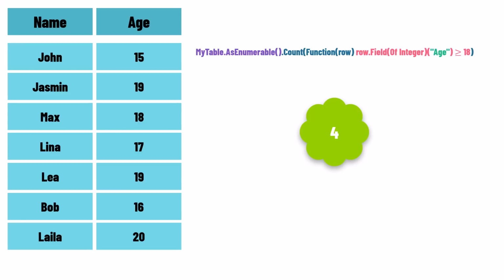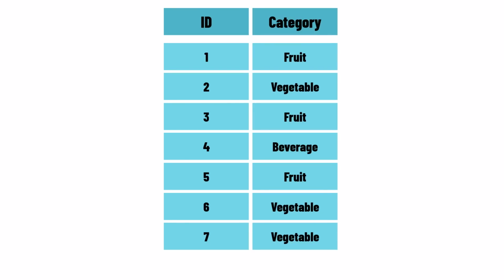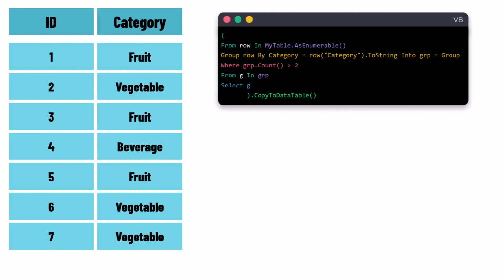In another scenario, let's see how we can use the Count method within a query, not just to count items but to filter data. Consider we have a data table with columns ID and category. Our goal is to group the rows by their category and then only keep the groups that contain more than 2 rows. Here's how we achieve this.